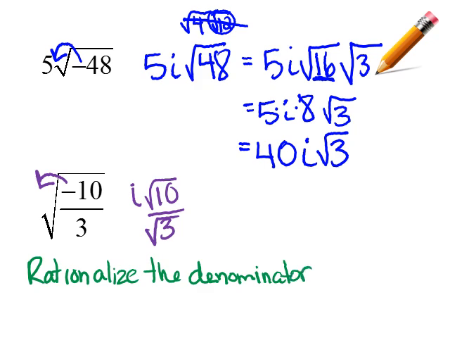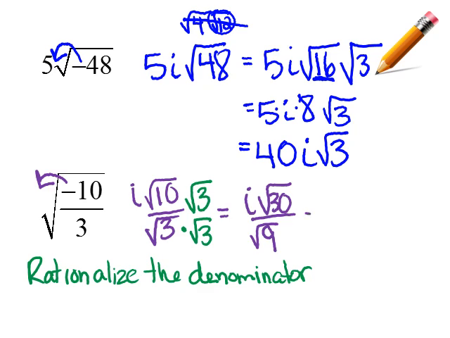To rationalize the denominator, we're going to multiply top and bottom by the bottom radical. This leaves me with a numerator of i square root of 30. Square root of 3 times square root of 3 is square root of 9, but square root of 9 equals 3. I can't simplify the 30 and the 3 because one is under a radical and one is not. So they are separate values. They're not like terms in the end.